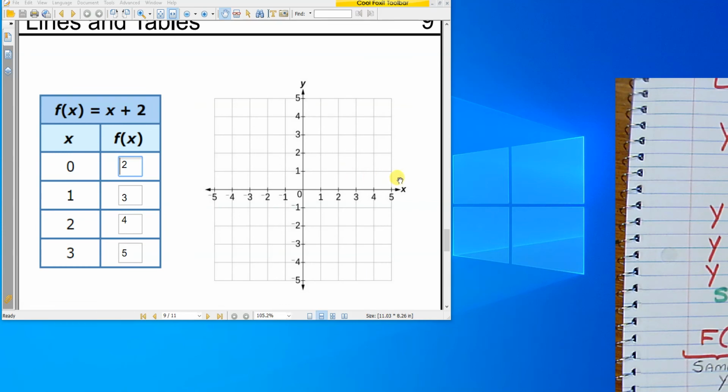Oh, well, look at this. Using this table of values, I'm going to plot each of those points. So let's plot 0, 2; 1, 3; 2, 4; 3, 5. And what shape am I getting? You notice it is creating a straight line. So this table that I filled in created the points for this line over here.